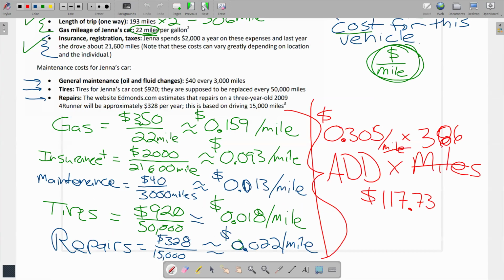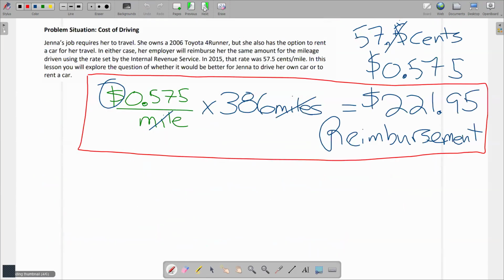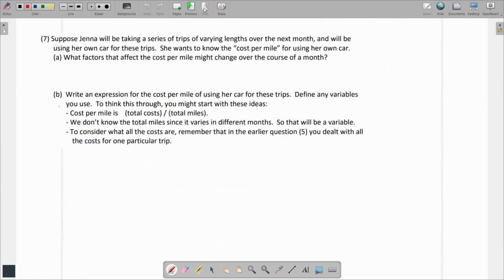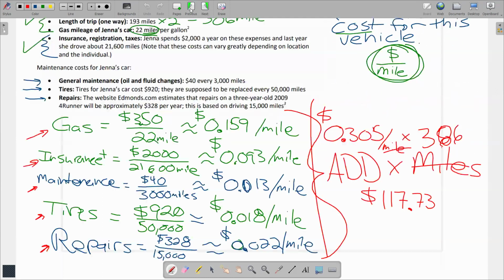This one right here. My variables were the gas, the insurance, maintenance, the tires, and the repairs. And I put them all together. So I get two options for this question. If you wrote it down nice and neatly as I did, you can just say, "See question 5." Boom, done.